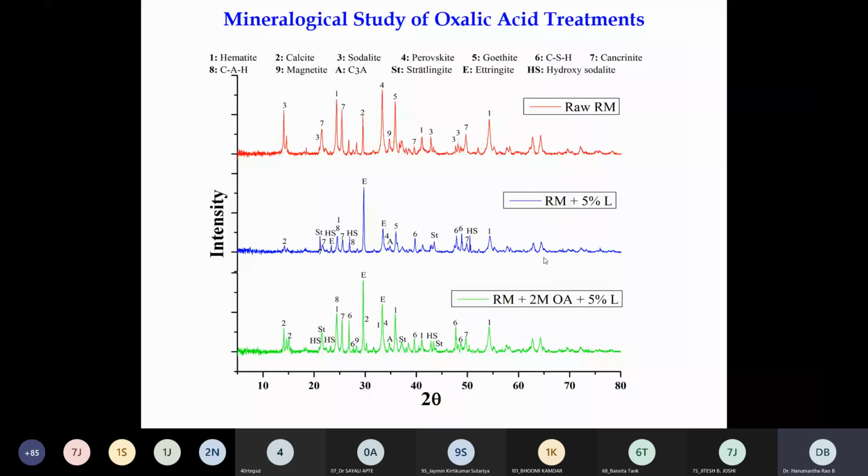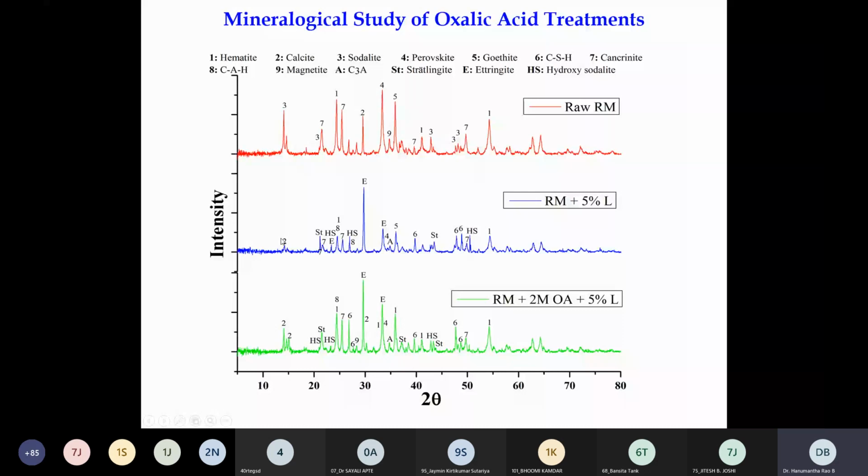So for example, if there is a complete absence of the reflection, that indicates that that particular mineral has completely transformed from one mineral to another mineral. See, for example, here at approximately 15, the reflection here is number 3, but when it goes to red mud with the combination of 5%, it is completely transformed. You can see this peak is completely absent. So that means something has happened at the mineral or chemical level.